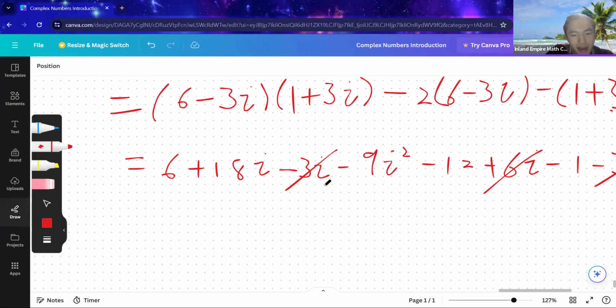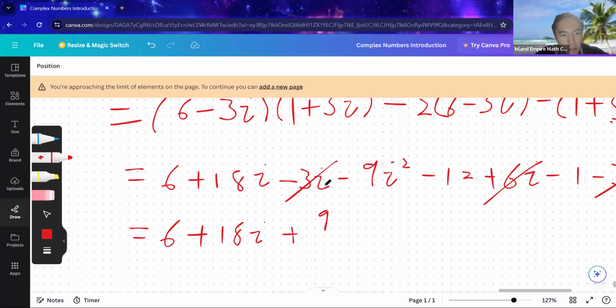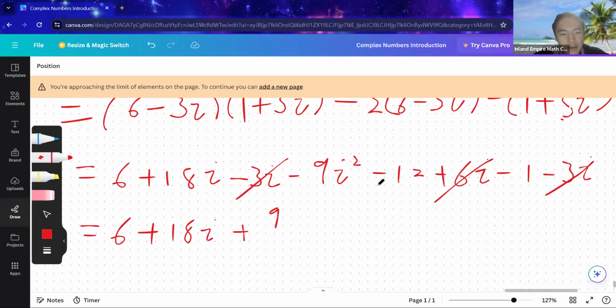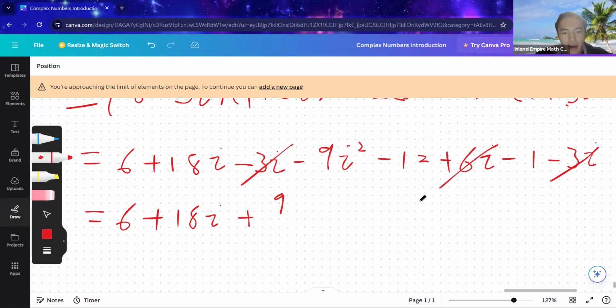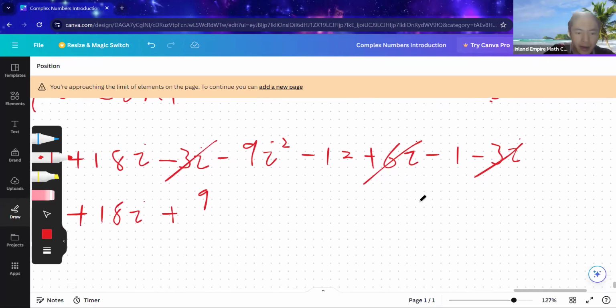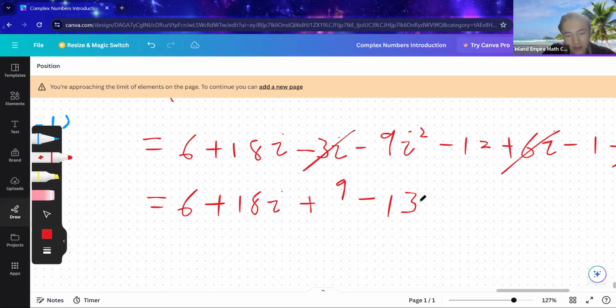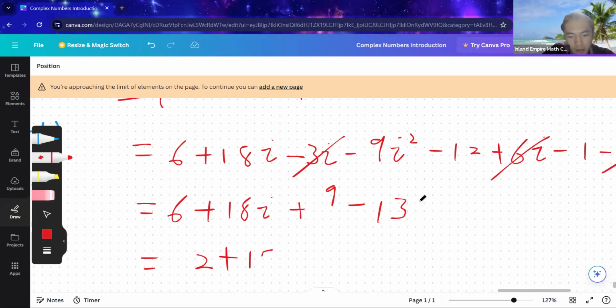But to continue, you have 6 plus 18i plus 9, because i squared is minus 1, and so minus 9 times minus 1 gives you a positive 9. And you still have the minus 12, minus 1, that's a minus 13. This should add up to 15 minus 13, so 2 plus 18i.